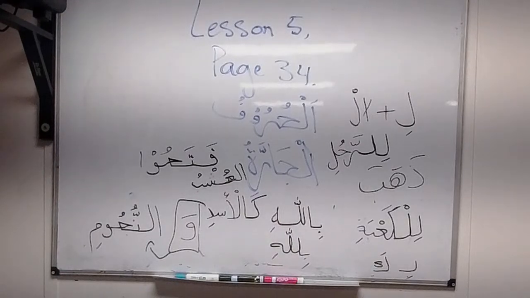Very good. Why is it that lin-nasi has these 2 lams stacked next to each other? Because the alif has been cut out. Number 3. Who can tell me what number 3 says?